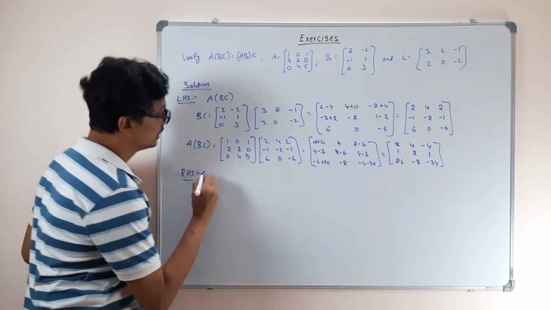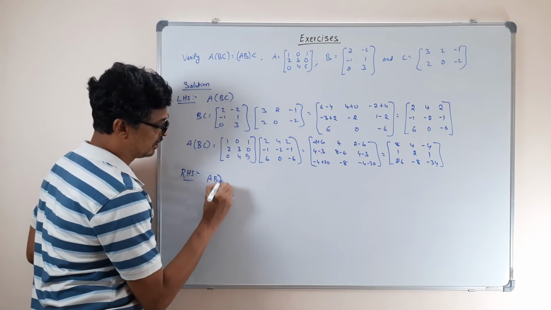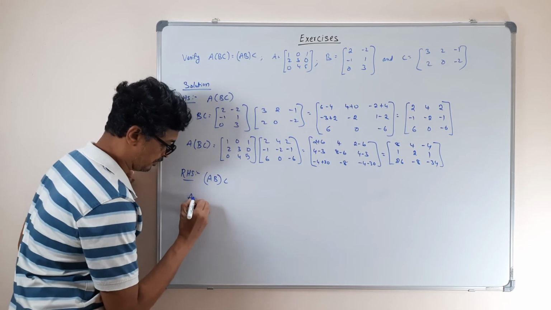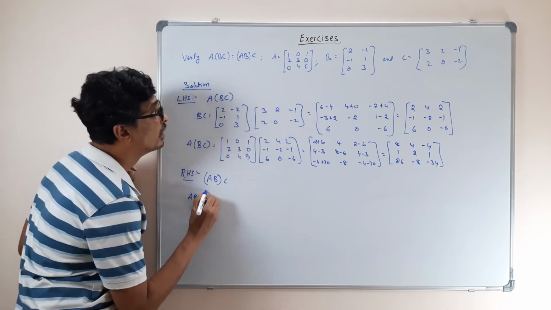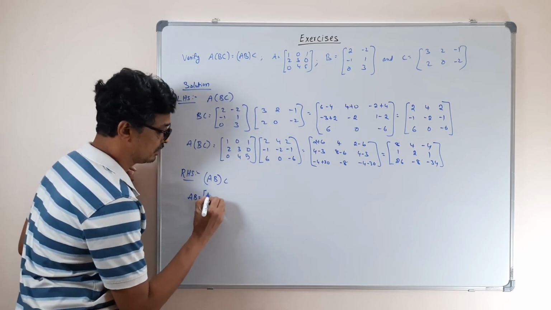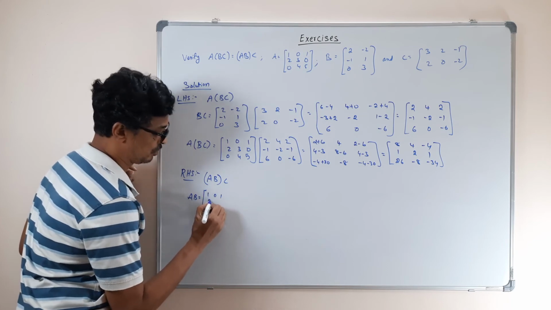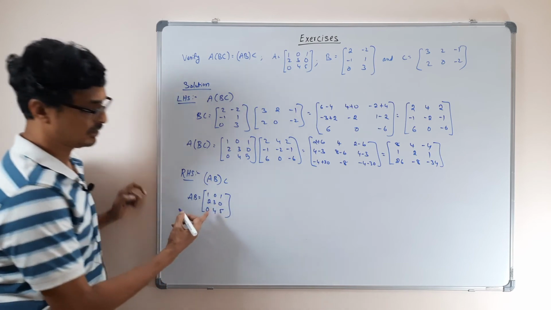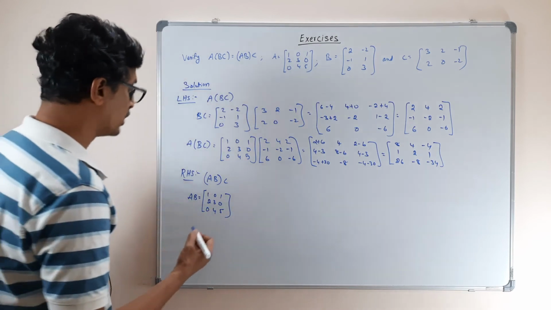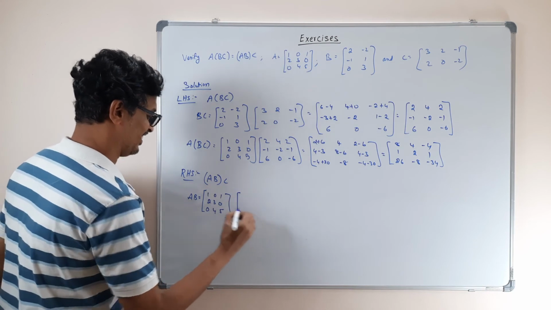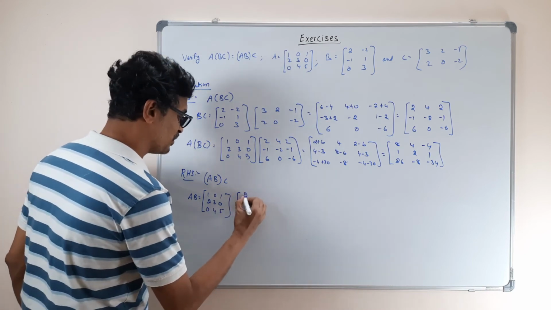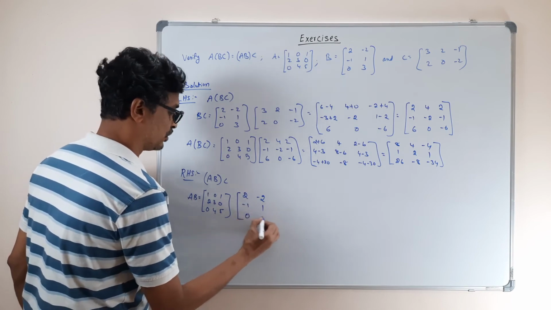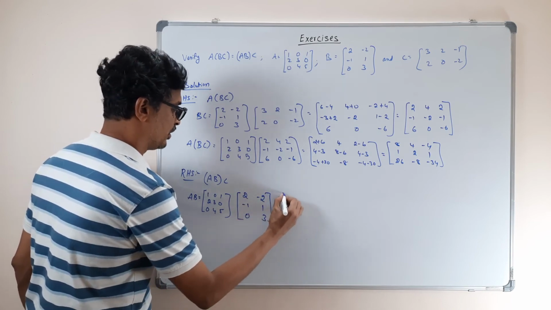What's RHS? AB into C, am I right? So let us do AB. What is the AB? 1, 0, 1, 2, 3, 0, 0, 4, 5. Can you see this? I'm writing it very big. Okay. So what is B? 2, minus 2, minus 1, 1, 0, 3. Tell me what this value will be.